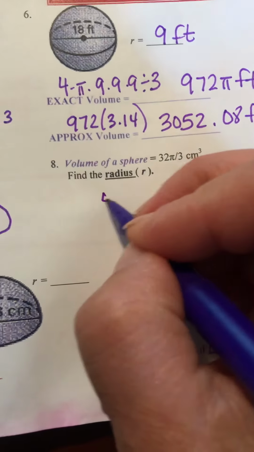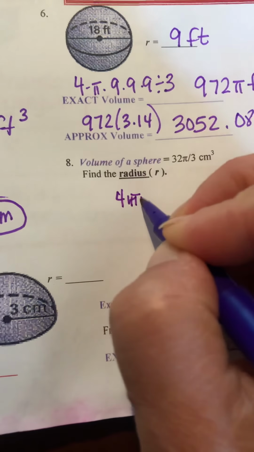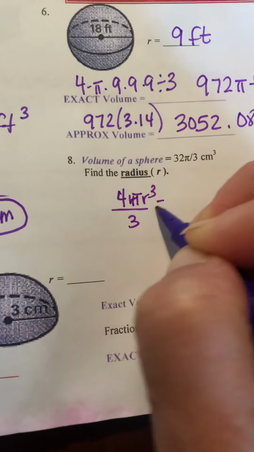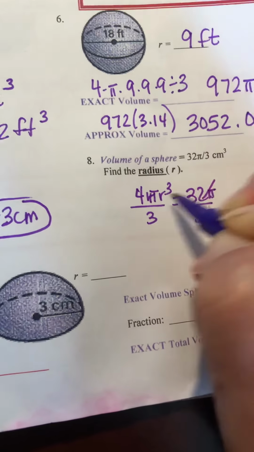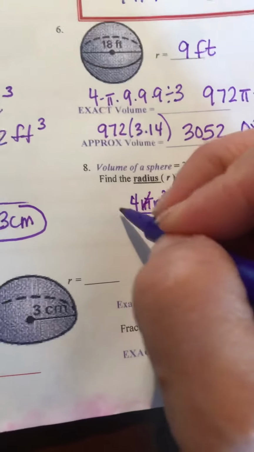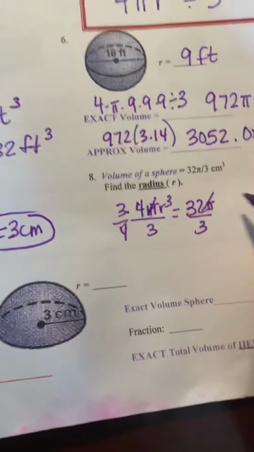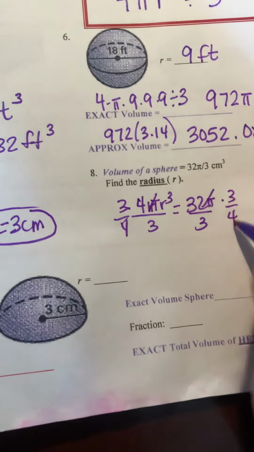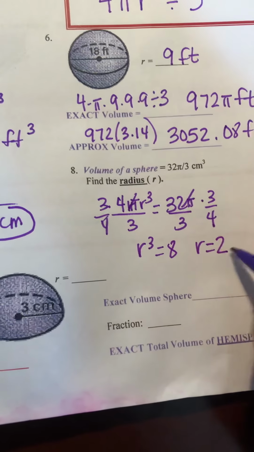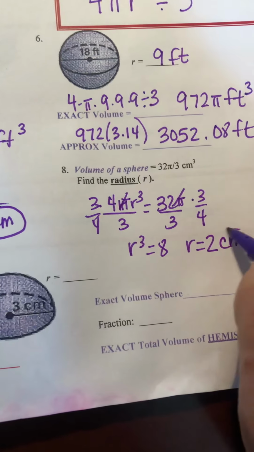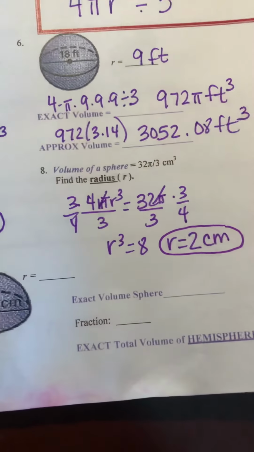Here, if I try it again, 4 pi r cubed divided by 3 equals, it looks like, 32 pi over 3. Again, the pi's are going to cancel from both sides. I multiply by the reciprocal. I get r cubed equals 8. The number times itself 3 times that's 8 is just 2. 2 centimeters.